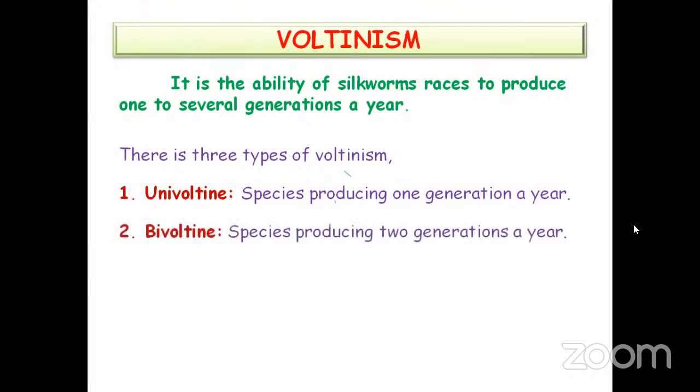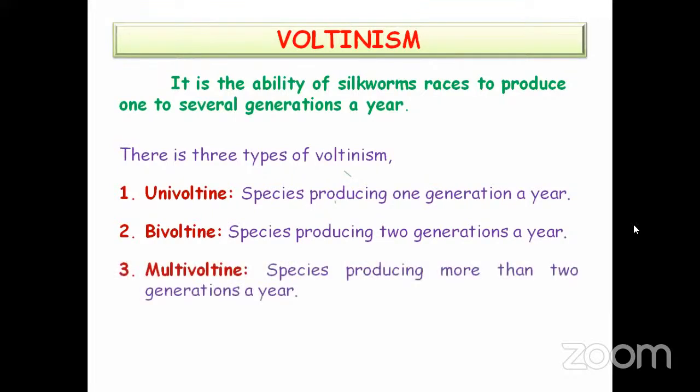Then bivoltine. Some species produce two generations per year and come under the bivoltine races. And the third one is multivoltine. Multivoltine means they produce several, more than two, generations in a year. So this is voltinism. Voltinism means the ability of the silkworm races to produce one to several generations. And this voltinism is again of three types: the first is univoltine, the second is bivoltine, and the third is multivoltine.